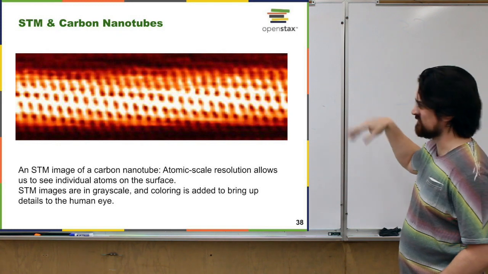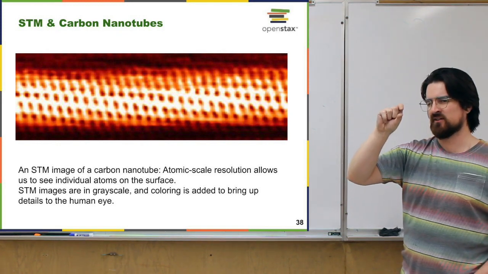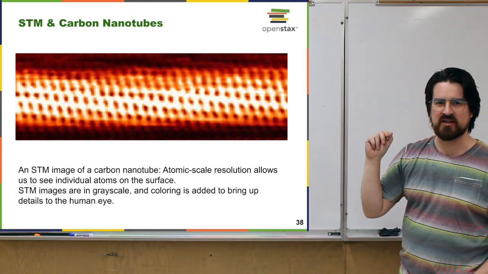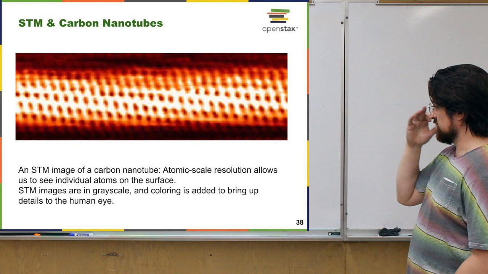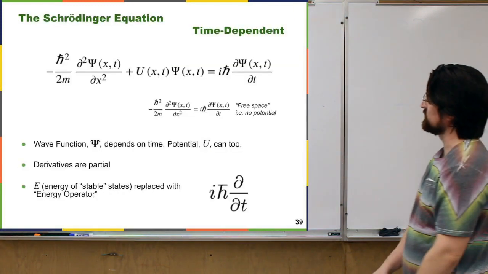Yeah, and they point out too that the colors aren't real. All you're getting is information on how far away the surface is from the tip, so you can colorize these things to make them a little more appealing and, like I say, bring out some of the details. And this is where we're going to end.